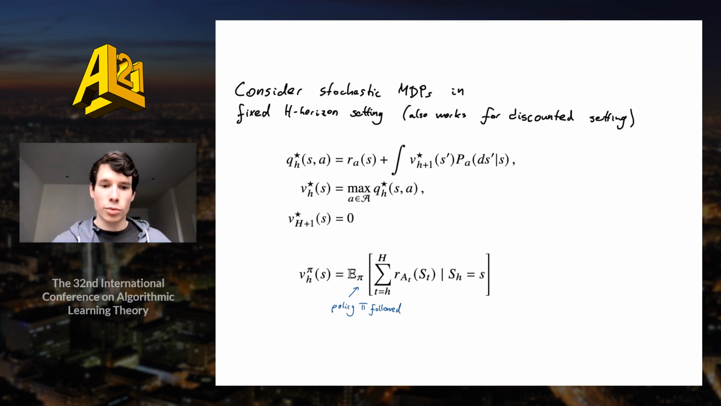Other than this, we also define the value of a policy to be the expected sum of rewards that we gain by following some policy, and the expectation is over the trajectories generated by that policy.